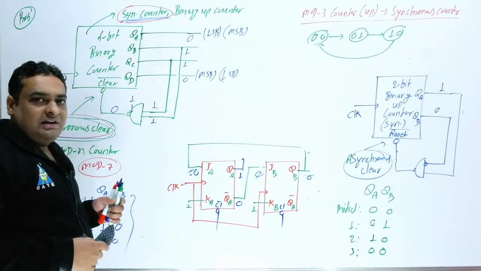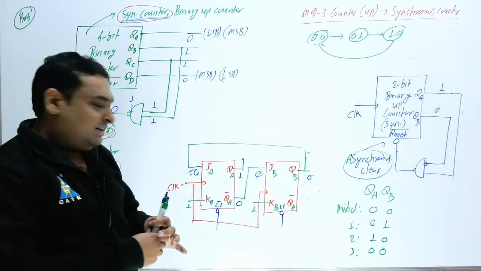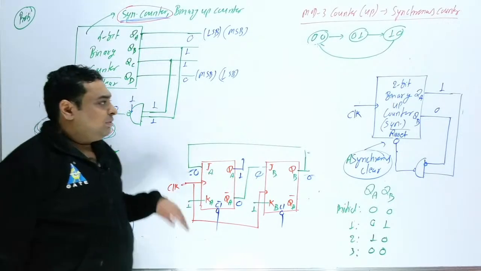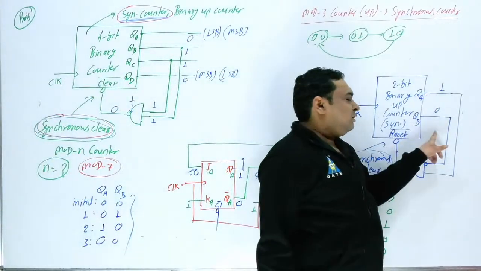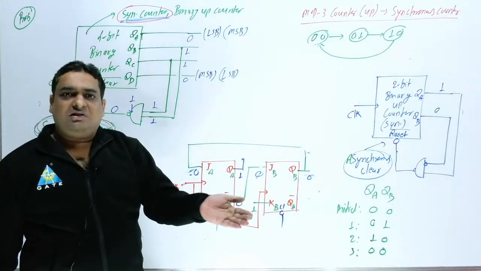When you are using asynchronous clear, but if you are not using asynchronous clear, it means this button is not operating. So every output you will get according to the input. When you generate 1 0, 1 0 is the last state, and after 1 0, you apply the next clock.